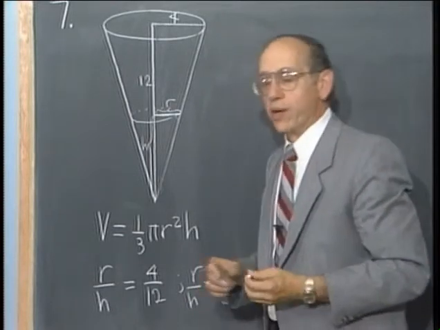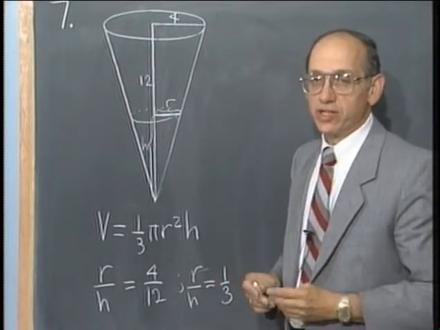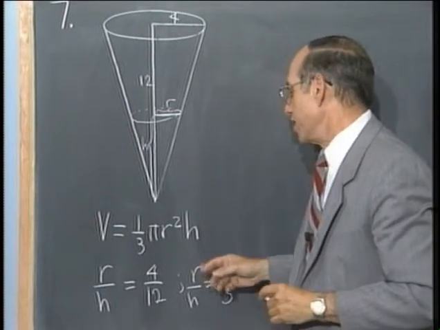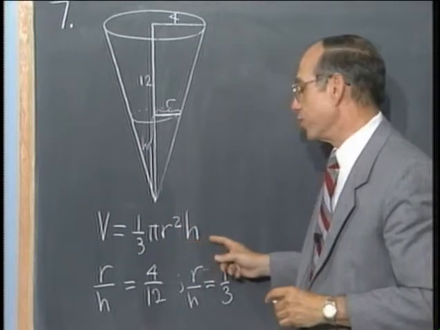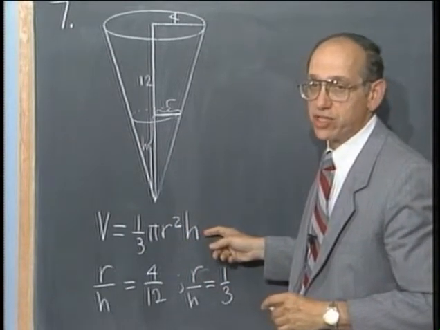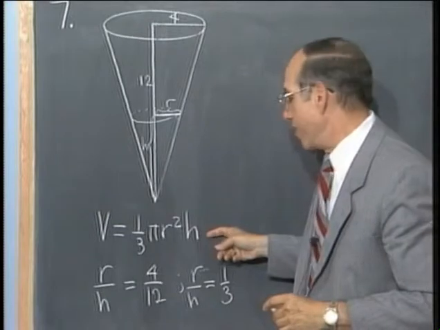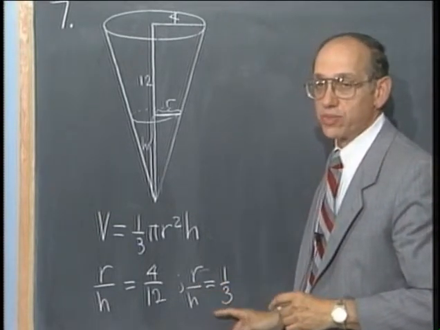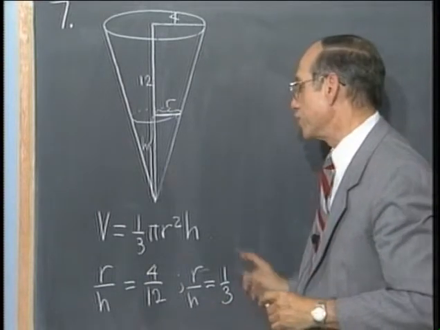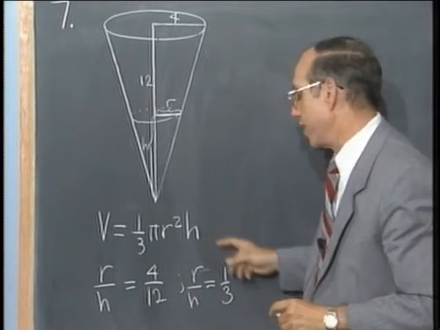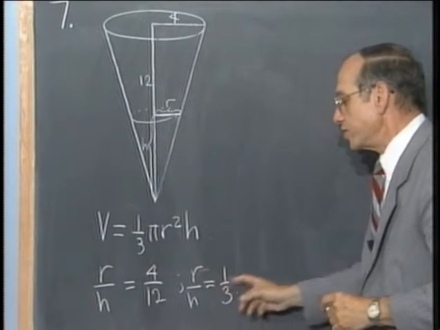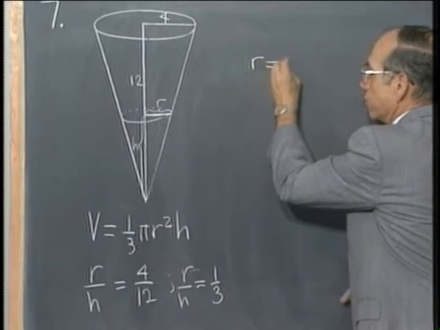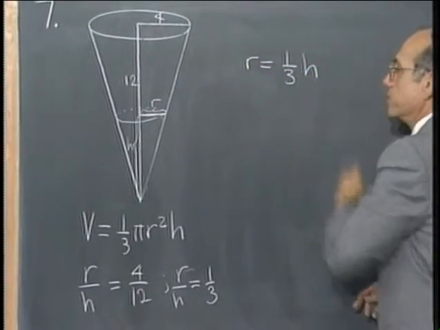Now we look back at the problem, we see that the information we're given is in terms of h. So what I'd like to do is get r out of this formula for the volume and replace it by its equivalent in terms of h. That means I'm going to take this equation and solve it for r in terms of h, which I can then substitute into the equation for the volume. Since r over h is equal to 1/3, I multiply by h, and I get r is equal to 1/3 times h.